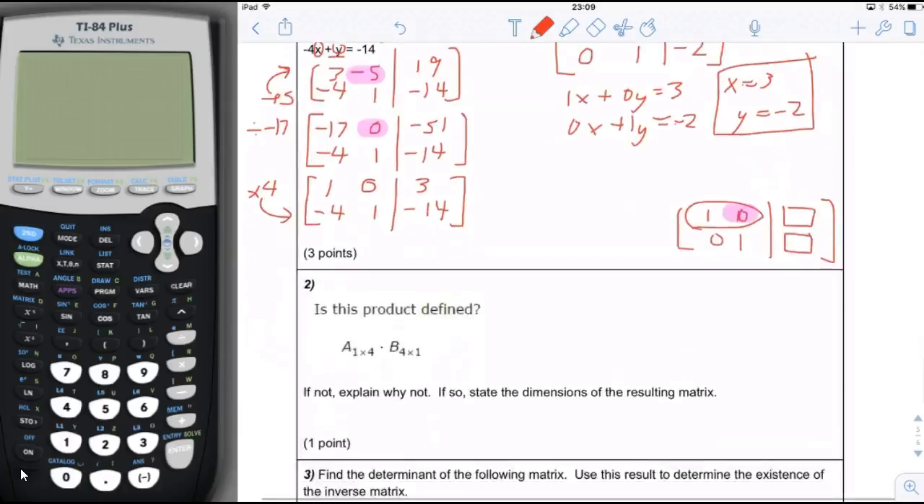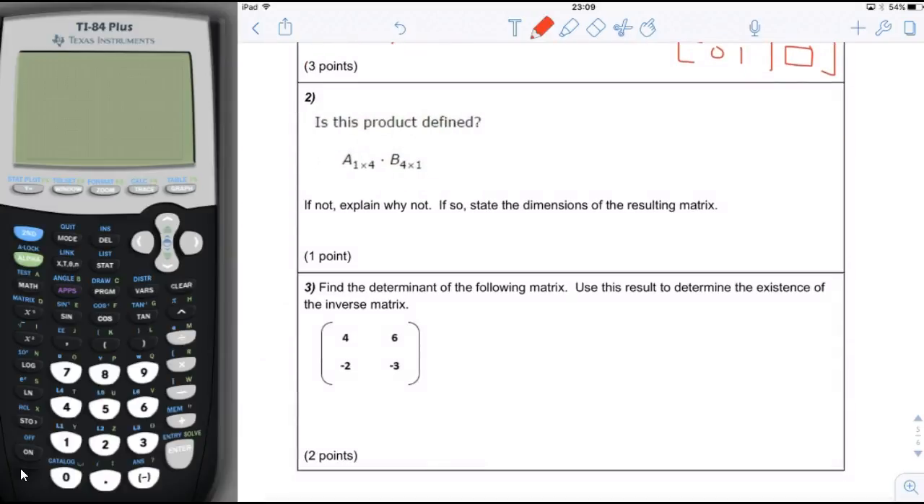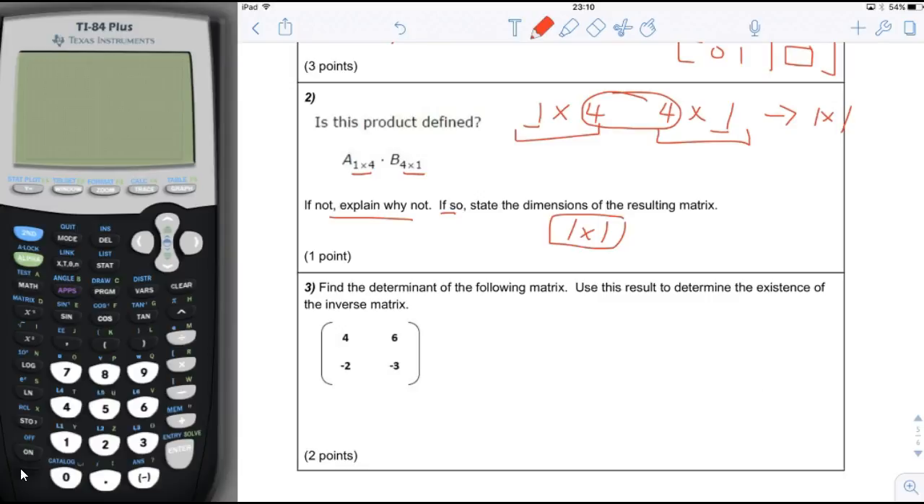Okay, let's go to number 2. Is this product defined? We have a matrix multiplication, a 1 by 4 matrix times a 4 by 1 matrix. Remember, with matrix multiplication, if you're multiplying this matrix times this matrix, check to make sure that the middle numbers match. If they do, then the outside numbers are going to determine the size of the matrix. In this case, the matrix is going to be 1 by 1. It says if it's not defined, explain why not. If it is defined, state the dimensions. So we just need to say that the dimensions of the answer are going to be 1 by 1.